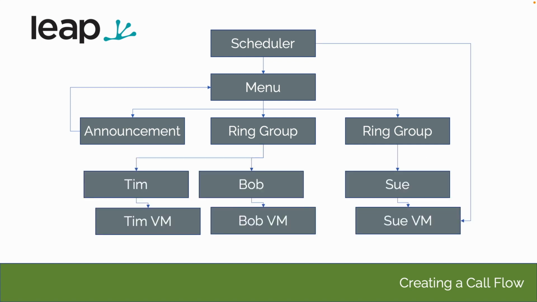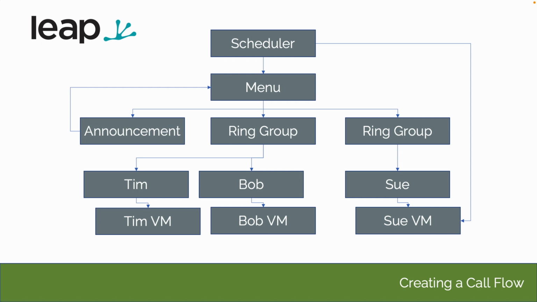And then we create those people. Who are the users? That's the extensions. What extension do they have, and do they need voicemail? Now, in this case, I have my scheduler set up for Monday through Friday from 9 to 5. It goes into the main menu, and after hours, it's going to drop directly into Sue's voicemail.